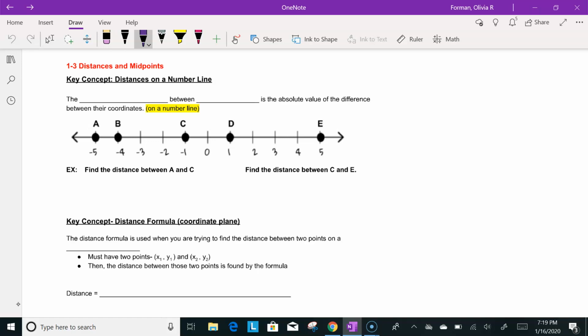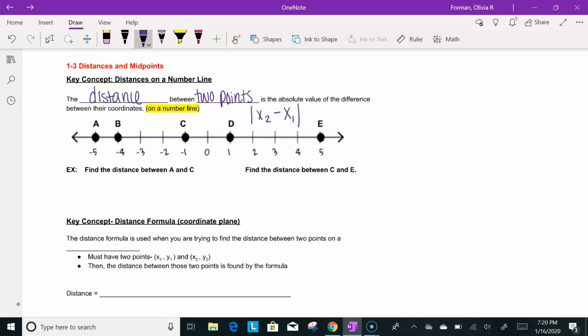So it says the blank between blank. What we're going to put there is the distance between 2 points is the absolute value of the difference between their coordinates when you're on a number line. Essentially you take one of your values minus the other value and put it in absolute value bars. So element 1 minus element 2, in absolute value bars.